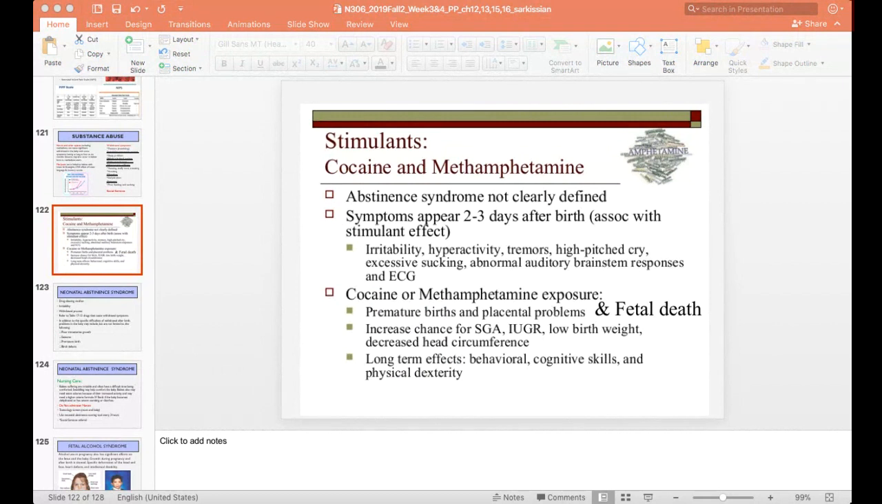Increased chance, okay, of SGA, IUGR, low birth weight, decreased head circumference. So these babies are going to be small because they're having a hard time growing. Probably they're also having placentation problems, right? That was here, premature baby and placental problems. So I don't have good oxygenation going to the baby as a result of the drug use. Long-term effects are real and sad for these babies. They have behavioral, cognitive skills, and physical dexterity problems.